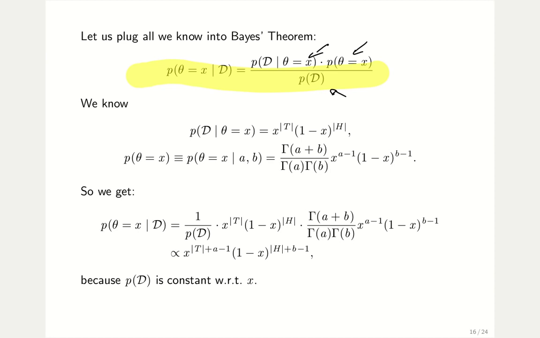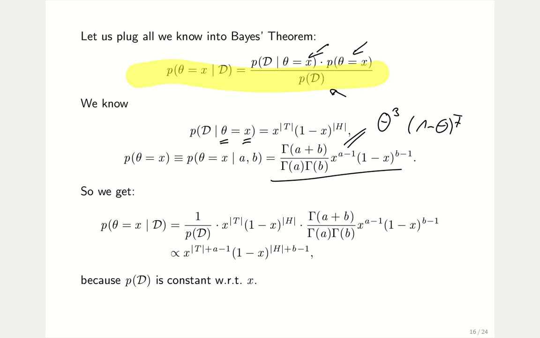Now let's recall what we know. We know that the likelihood takes on this form, and you may recall that we had something like theta to the third times 1 minus theta to the power of 7 for our specific sequence. And the reason why we're writing x here instead of theta is that theta is now a random variable, and a random variable takes on a specific value x. So x takes now the role of theta in the maximum likelihood estimation. And we've also decided that the prior is a beta distribution, so it takes on this form.